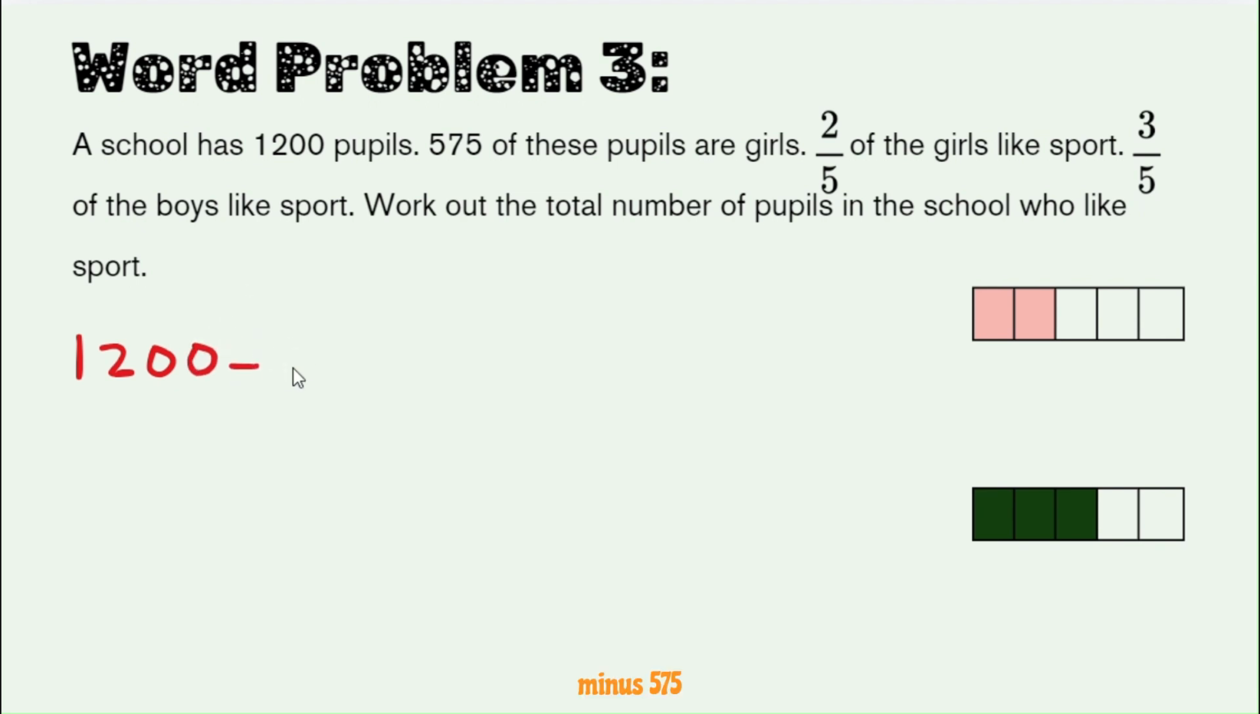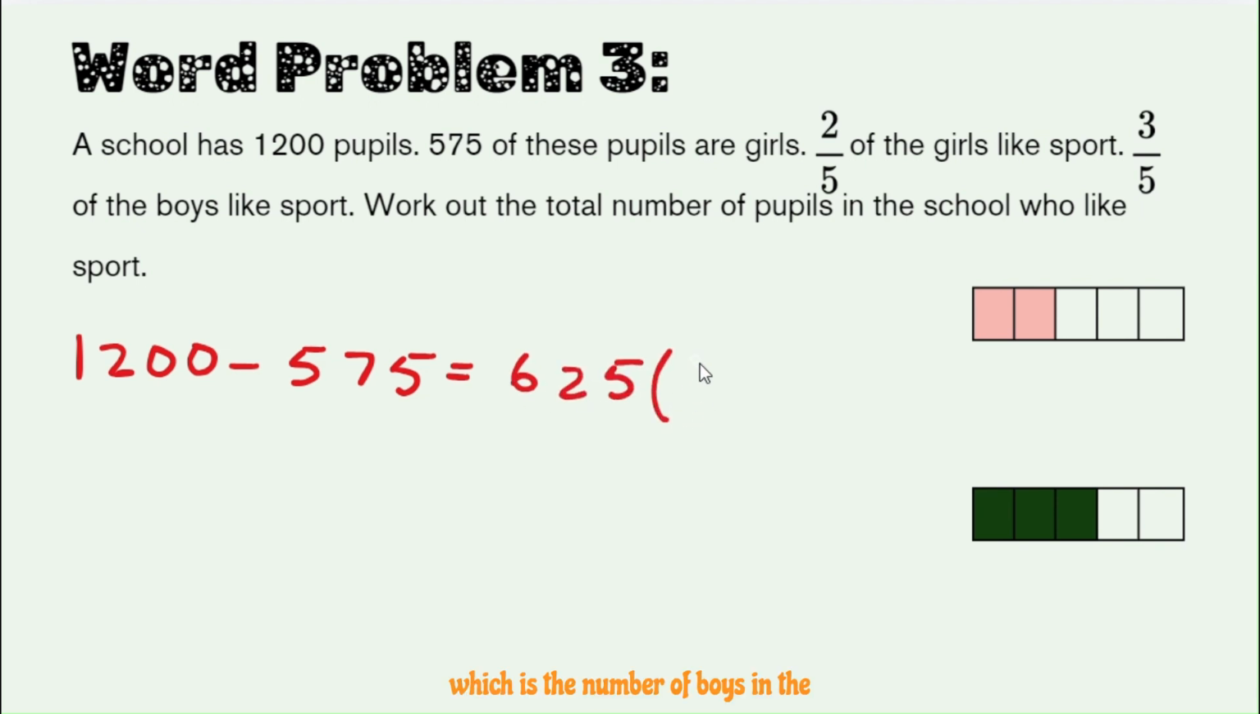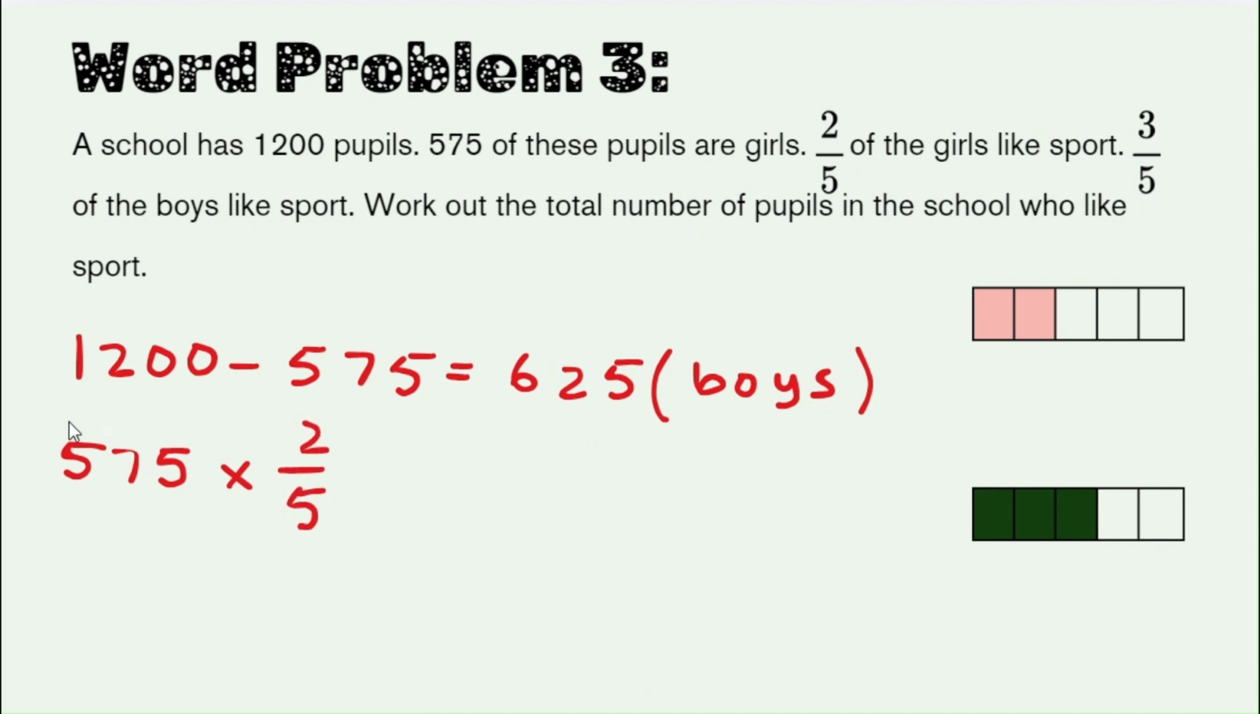1,200 minus 575 is equal to 625, which is the number of boys in the school. Now to find the number of girls who like sport, we are going to multiply 575 by the fraction of girls who like sports, so 2/5. 575 divided by 5 is equal to 115, and 5 divided by 5 is equal to 1. 115 multiplied by 2 is equal to 230, which means 230 girls like sport.